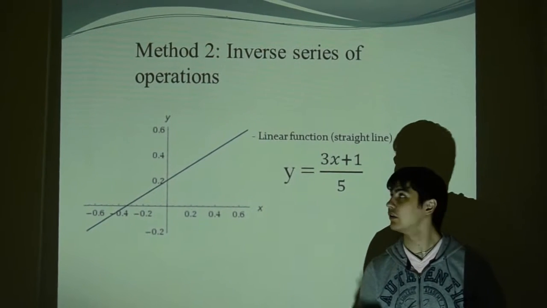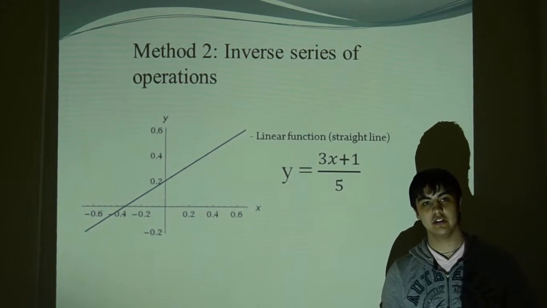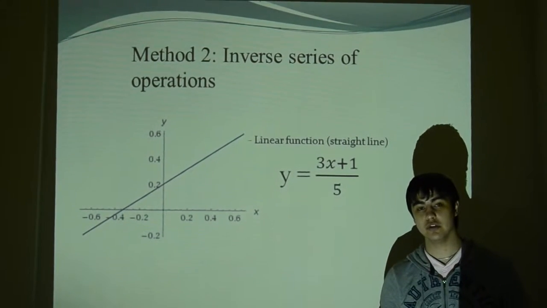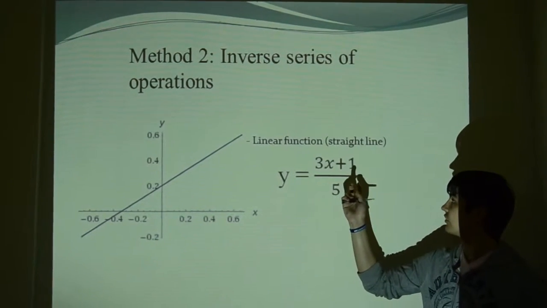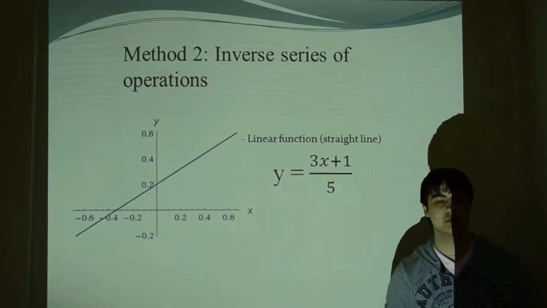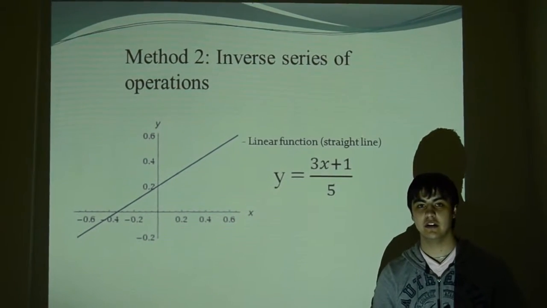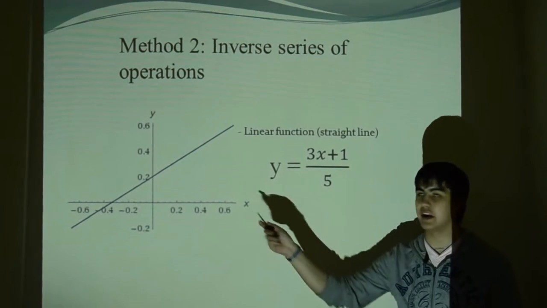Our second method is inverse series of operations. According to Sadler, Understanding Pure Mathematics, we will also look through this method on a linear function example. We will also take the same function, y is equal to (3x plus 1) over 5. As I said previously, it's only a straight line in the xy axis.